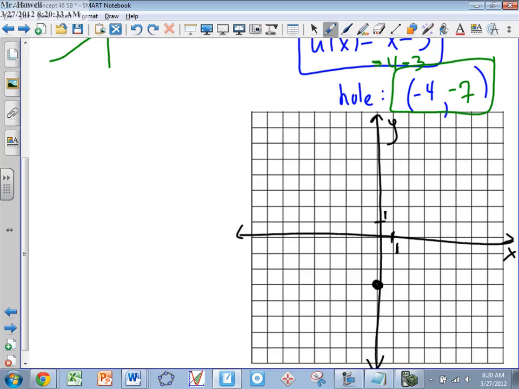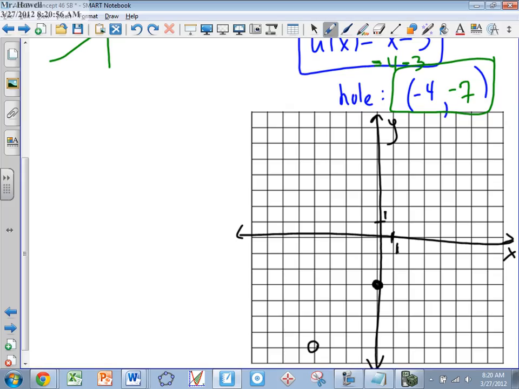Now, at this point in time, you're going to go down one over one, down one over one, down one over one. Keep doing that. Make sure you put your hole up. Again, the hole is at -4 and -7. So here's 3, 4, 5, 6, 7. There's the hole in the graph. That's a little ugly. Do that again. Okay, there's the hole in the graph.